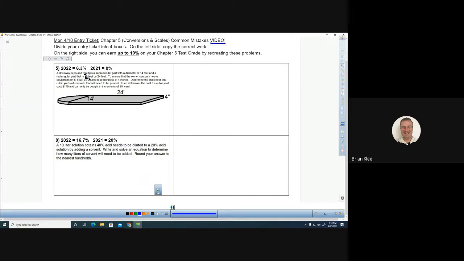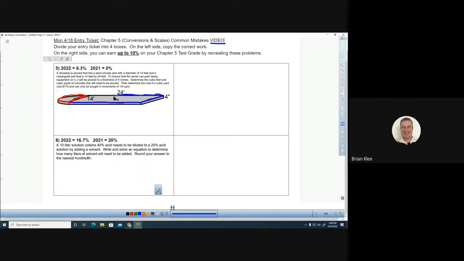So we got a driveway, and it's poured. It has a semicircular part. Color code this nice and neat for everyone. I have half a circle. That's what semi means. And it has a rectangular part. So right there.